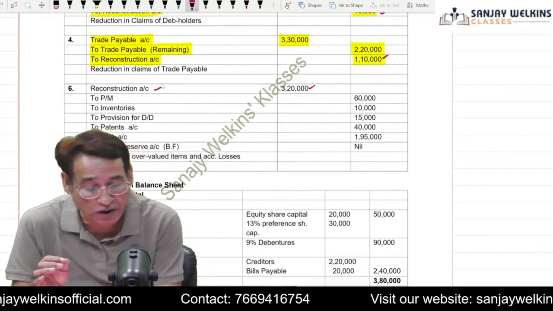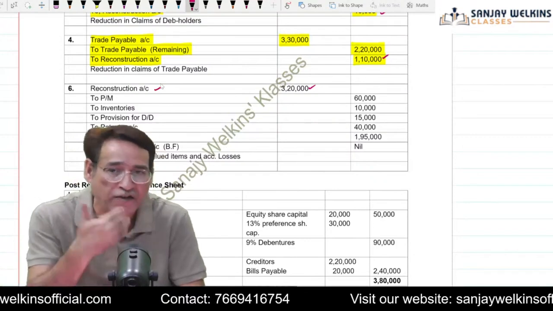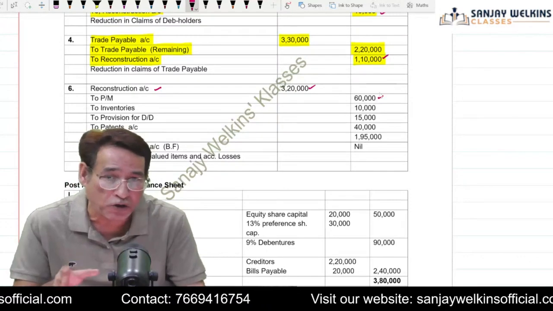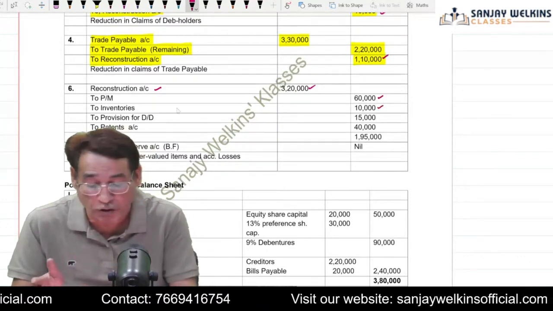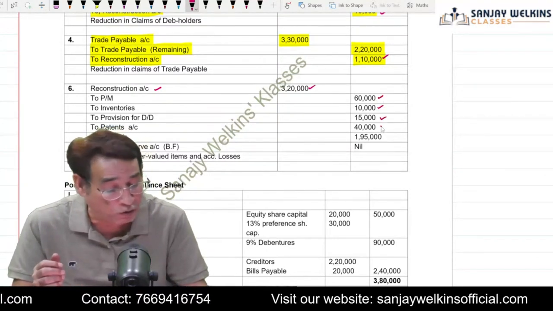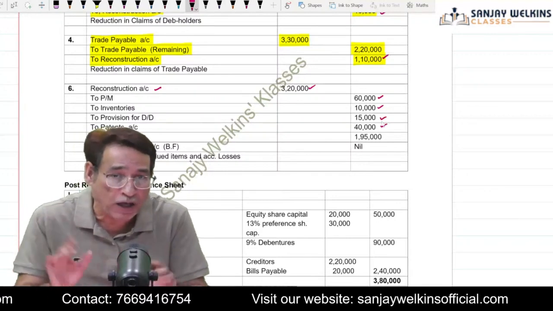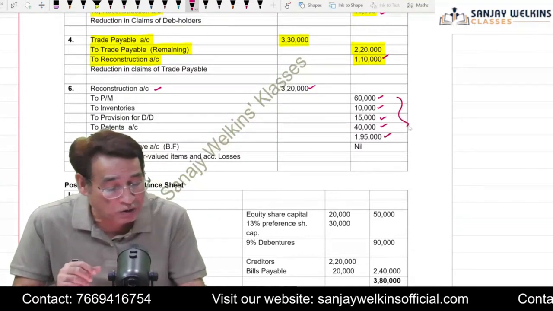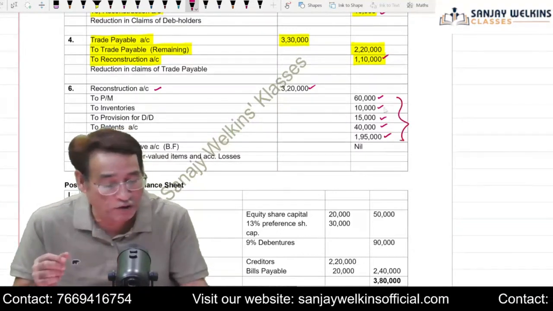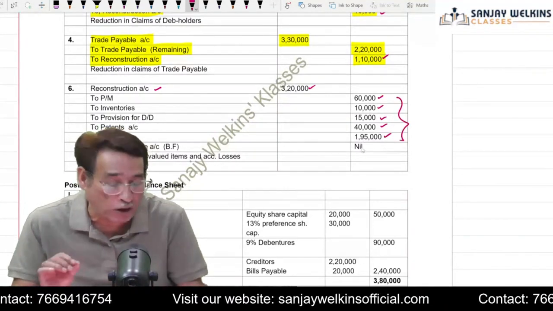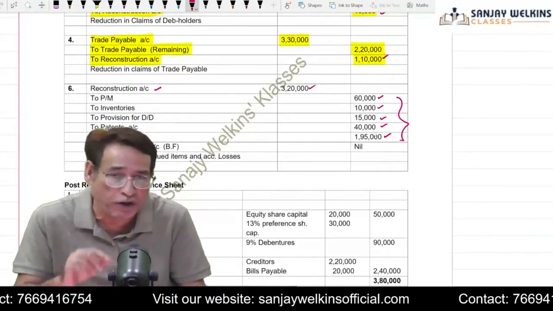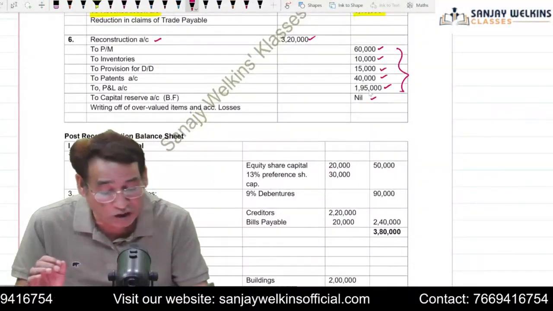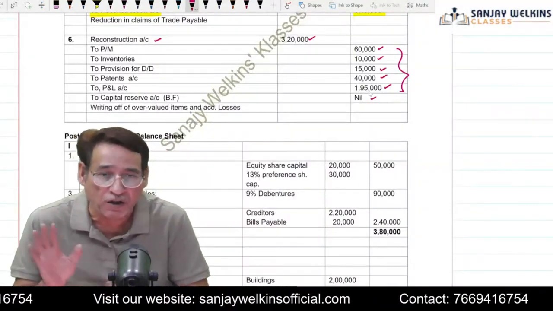Now the reconstruction account will come down because we are utilizing the money to write off. To plant and machinery, we are going to write off 60,000 as per the direction of the question, to inventories, to provision, and to patents. But there was no direction with respect to accumulated loss, but I will have to write it off. Now in this question, fortunately or unfortunately, this total is also equal to 320, so there is nil balance. Just a moment ago, I told you, in case there would be any balance, you are going to transfer it to capital reserve. Is it clear to you?